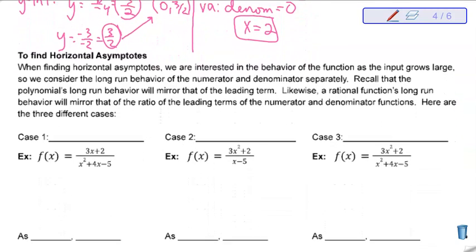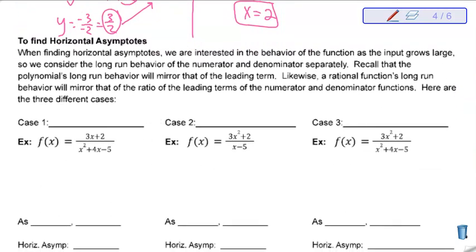Okay. All right. Now, finding horizontal asymptotes is where we are interested in the behavior of the function as the input grows large. So as we go to plus or minus infinity, we will look at the long-run behavior, as your book calls it, of the numerator and the denominator separately. Now recall that a polynomial's long-run behavior will mirror that of its leading term. Likewise, the rational function's long-run behavior will mirror that of the ratio of the leading terms of the numerator and denominator. So here are 3 different cases.